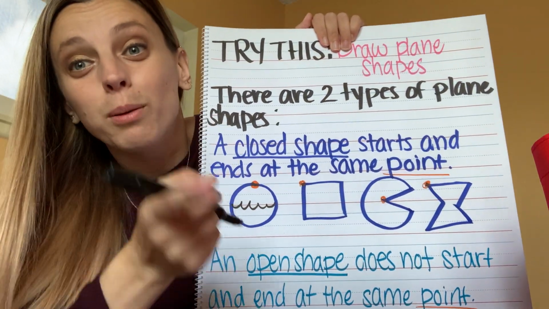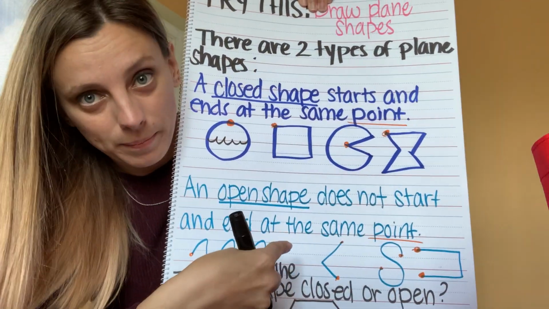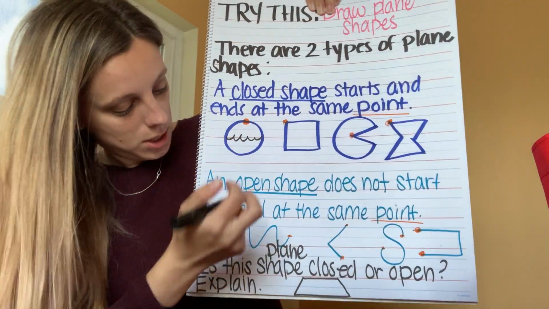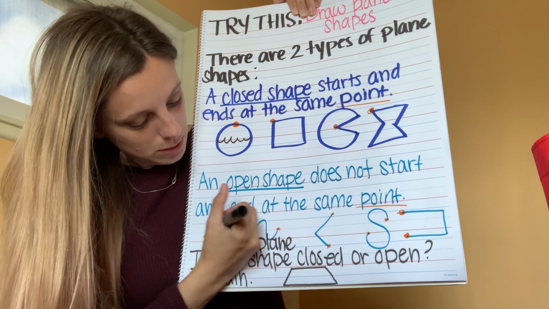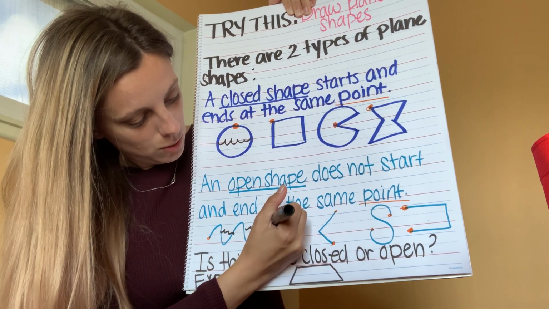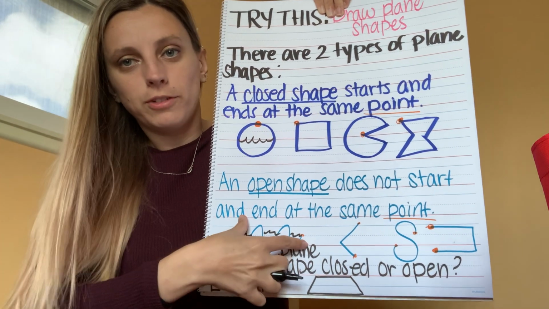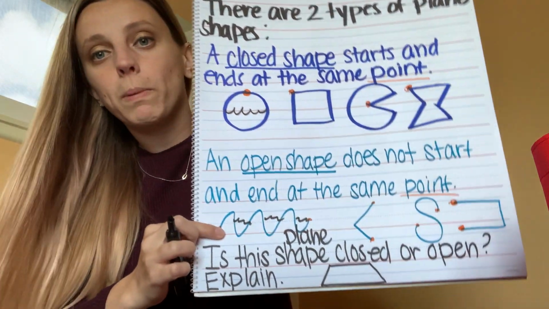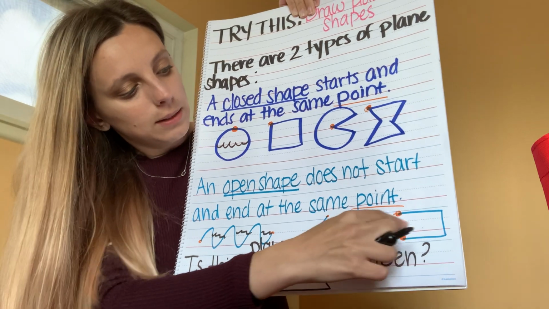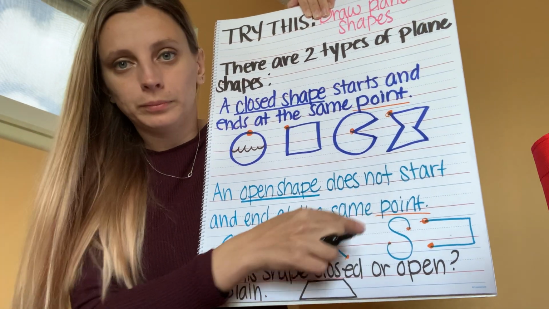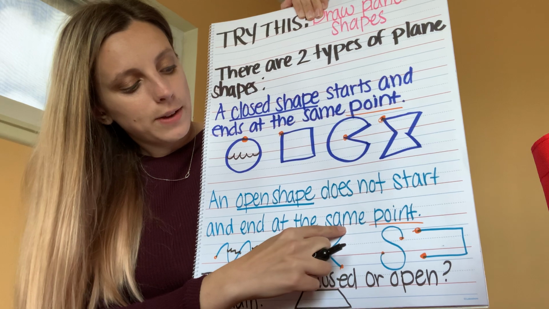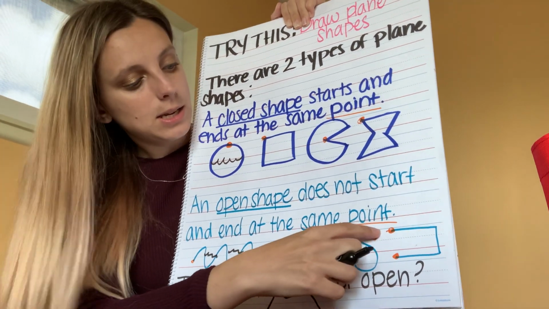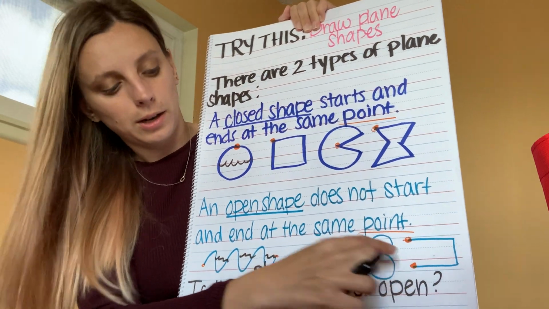The second kind, you can probably guess, would be an open shape. So an open shape does not start and end at the same point. They look like they're open. So if I tried to fill this shape with water, the water would fall out if I started turning that shape or doing anything to that shape because it's open. And so are all these. They have an open space, right? They don't start and end at the same point. If I started here, I would end here. If I started here, I would end here. If I started here, I would end here.